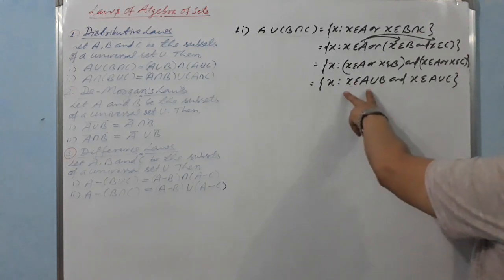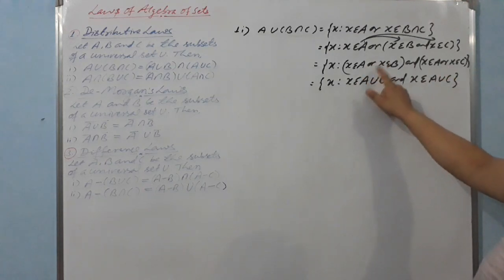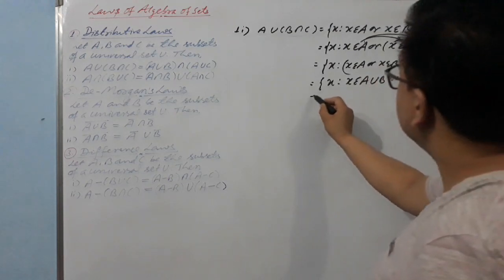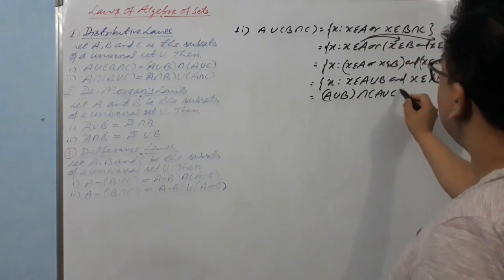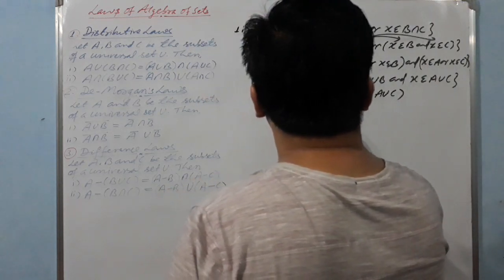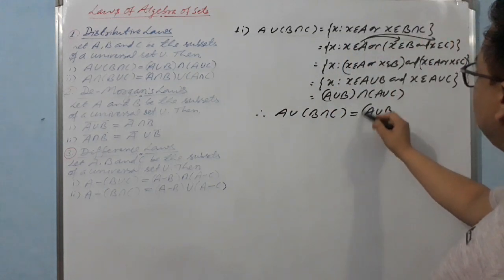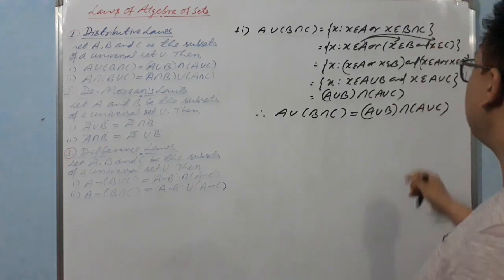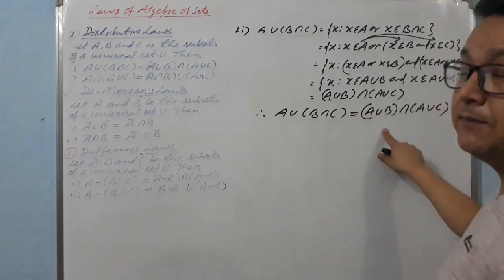Now see, x belongs to this whole. If you take A, this whole is B, then x belongs to A and x belongs to B. Using the definition of intersection, we can write down (A union B) intersection (A union C). Therefore, A union (B intersection C) is equal to (A union B) intersection (A union C). So easy. The first part of the distributive laws I have done, right?